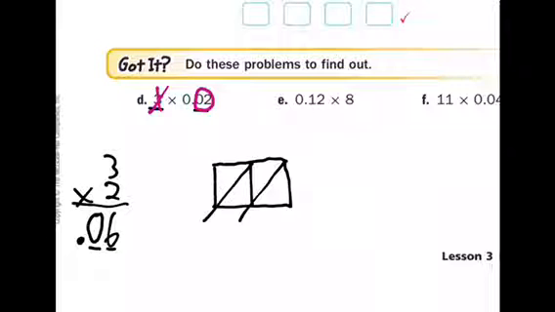Now lattice, remember I don't do a lattice for the whole number 0. I just do 0.02. Times the other number is 3, whole number down here. I multiply, 2 times 3 is 6, 3 times 0 is 0.